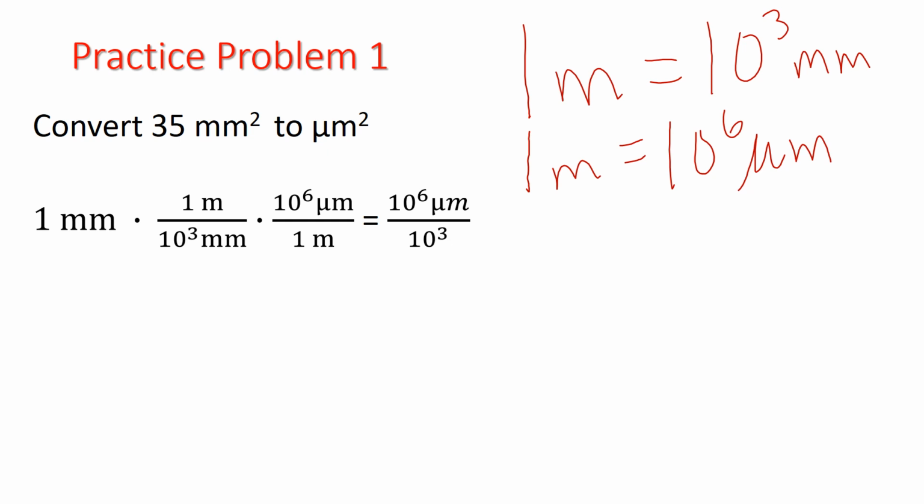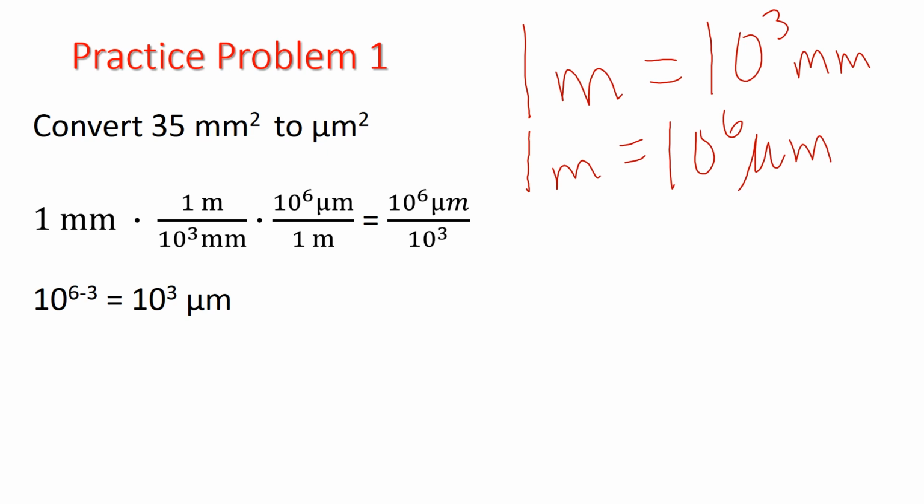Notice the bases are the same. When you have two bases that are the same and you are dividing, what do you do with the exponents? That's right, you subtract. 10 to the 6 divided by 10 to the third is just like 10 to the 6 minus 3, which is equal to 10 to the third micrometers.